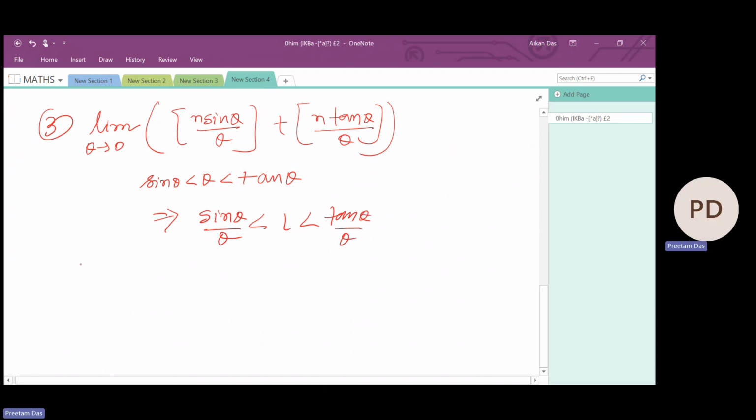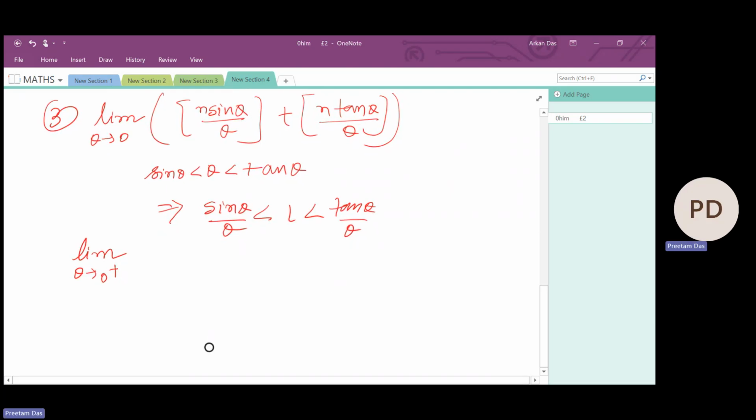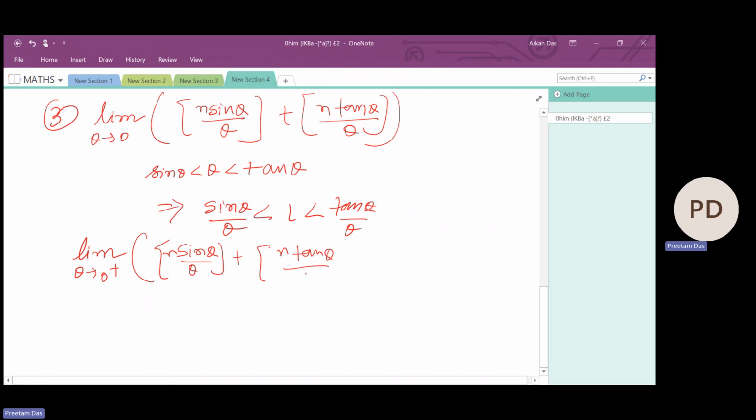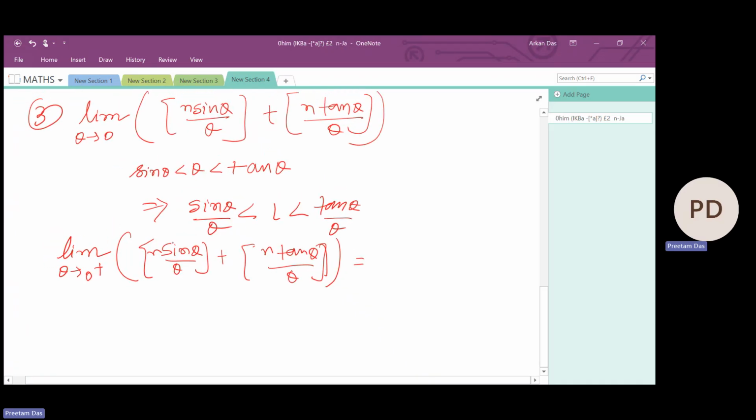So what will be the left hand limit? Let us calculate the right hand limit first because it is easier. Theta tends to 0 plus, positive quantity. So sine theta by theta, and then n tan theta by theta. So since sine theta by theta is less than 1, n times something less than 1, 0 point something, it will make this a quantity which is just less than n.